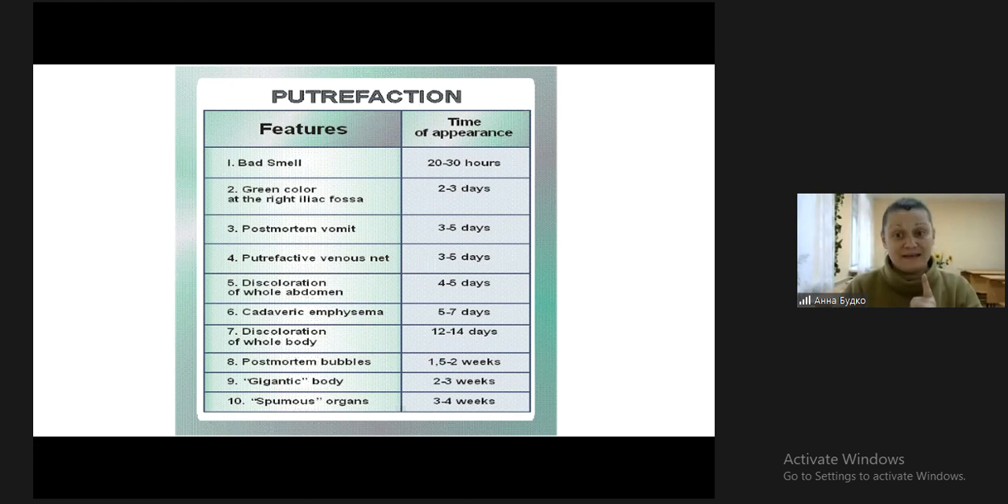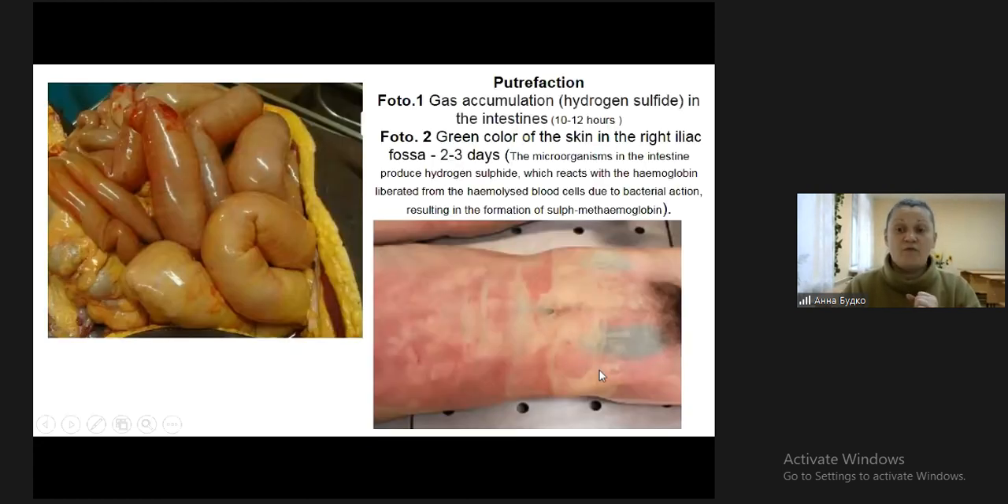Next, the external sign, my dear friends, the external sign of putrefaction you can see after 2 to 3 days in the right iliac fossa. In this place, the skin has a greenish color. And look, the internal sign, I repeat, the internal sign of putrefaction is formed due to the activity of bacteria. And look, the intestine has a large size after 10 to 12 hours due to gas accumulation in the intestine. Gas is the result of the activity of bacteria.